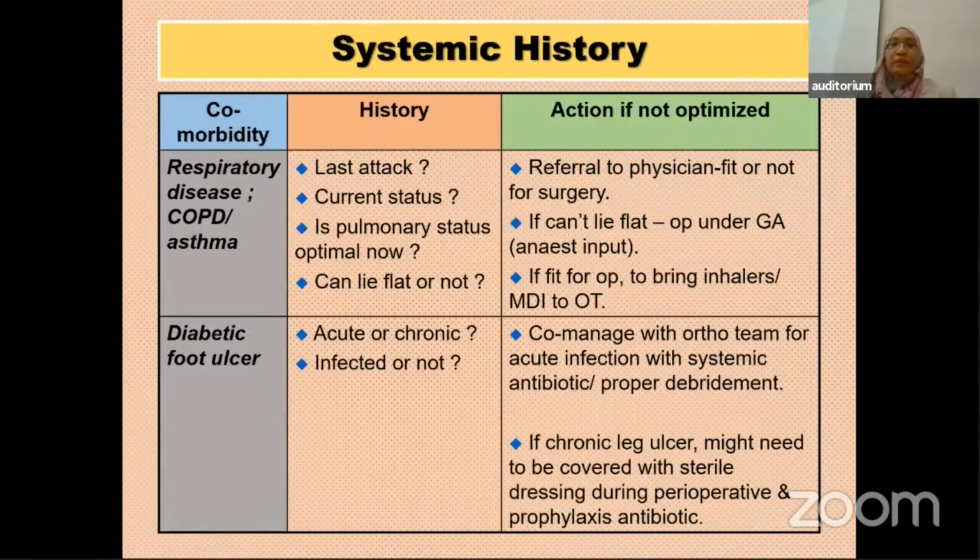Okay, for patients with diabetic foot ulcer, we need to know whether it is acute or chronic, because sometimes we don't know whether the patient has an acute or chronic diabetic foot ulcer. The patient may say it has actually been there for 6 months or more than 1 year. But we need to co-manage with the ortho team. If there is acute infection, we need to refer for surgery, and we need to give systemic antibiotics or proper debridement by the ortho team. If it is a chronic leg ulcer, which is more common in diabetic patients, it might need to be covered with sterile dressing during peri-op and also prophylactic antibiotics.